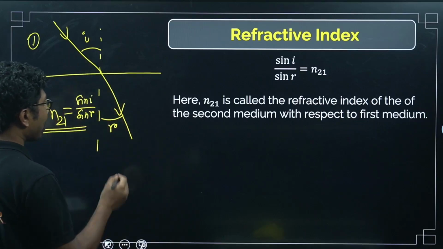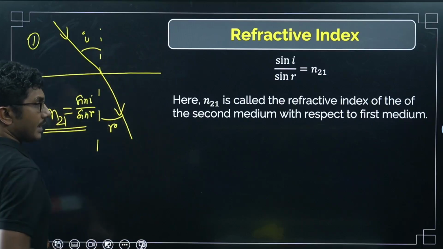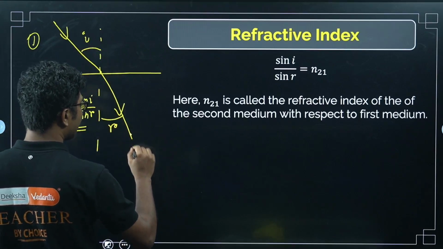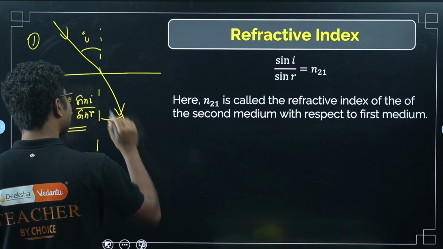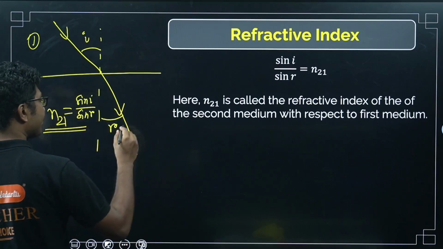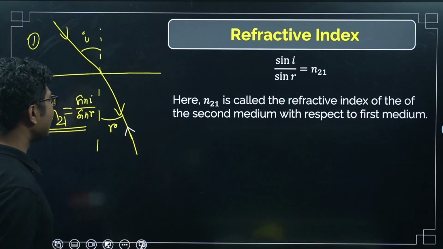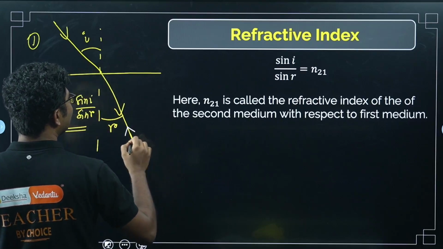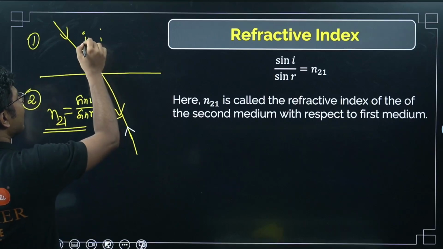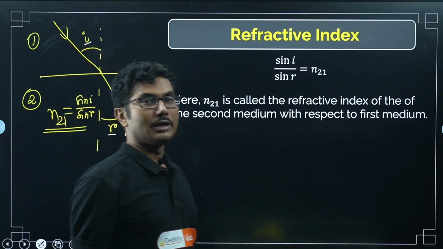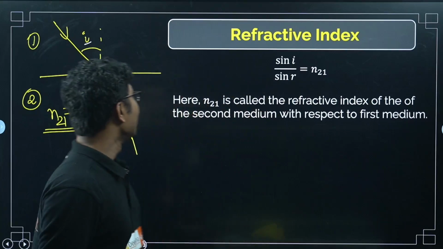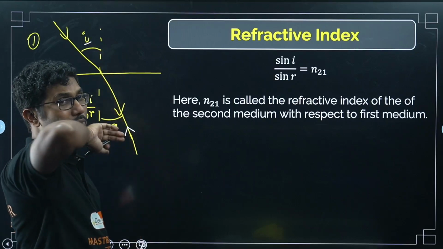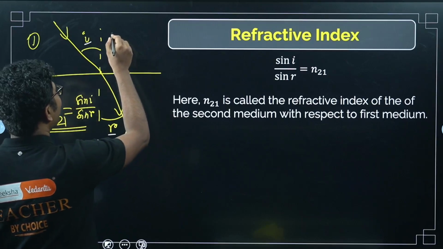But what will happen if I reverse the path of the ray? What will happen if I reverse the path of the ray? That is, I reverse the path of the ray and I send a light along the same path, but in the opposite direction. Now I am sending a ray from medium 2 to medium 1, such that the incident angle is now R, and then from the reversibility of light, this angle should also be I. So the refracted angle will now be I.